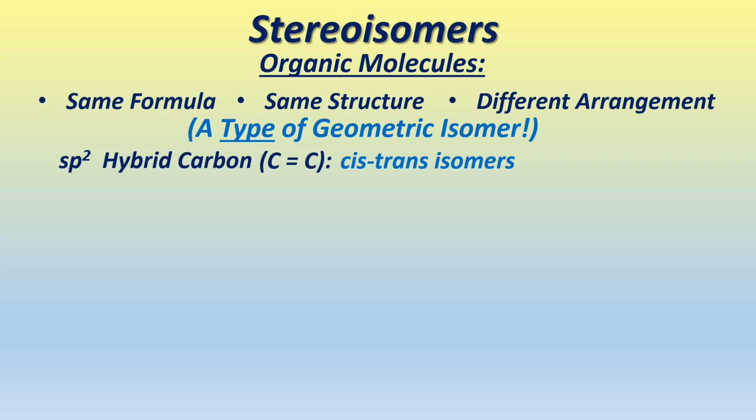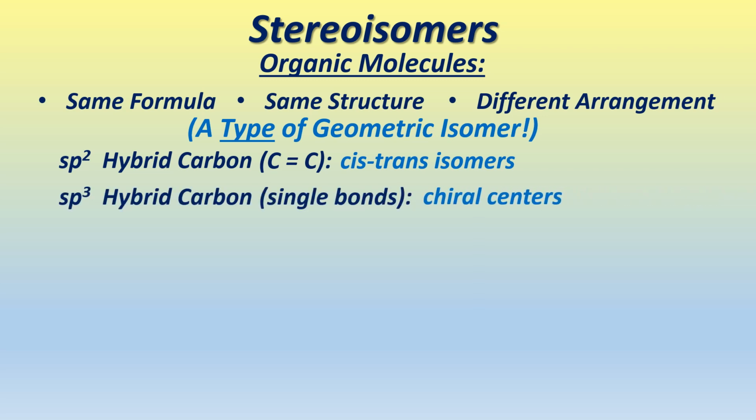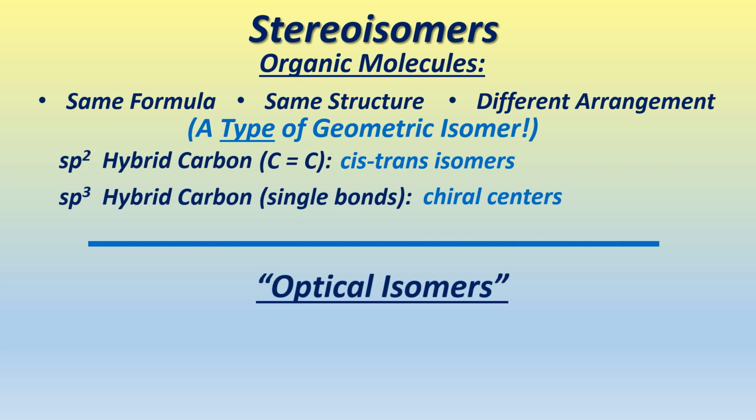In the case of an sp3 hybrid carbon, where you have nothing but 4 single bonds, you get chiral centers if you have 4 different substituents attached to those bonds. The latter gives rise to what are called optical isomers, which, as has been mentioned, bend the plane of polarized light either clockwise or counterclockwise.